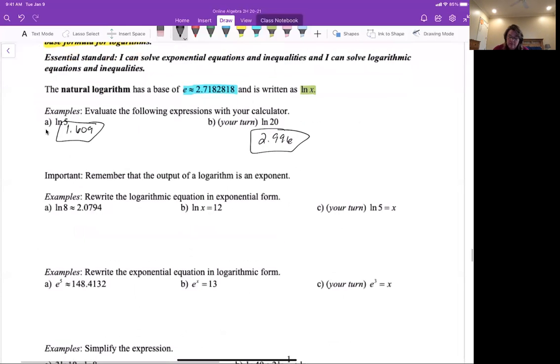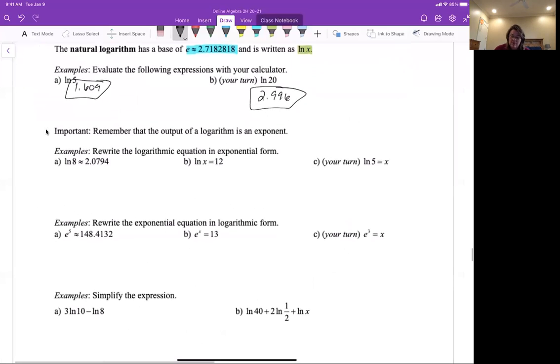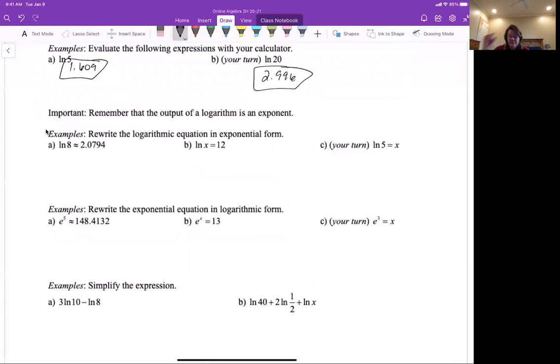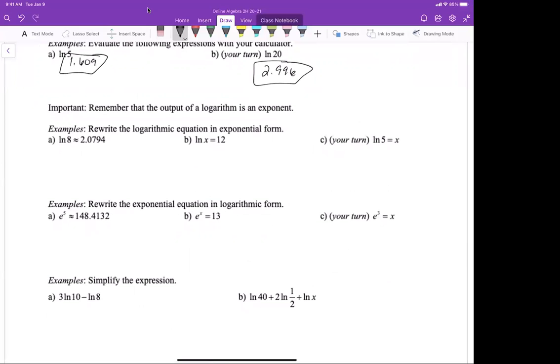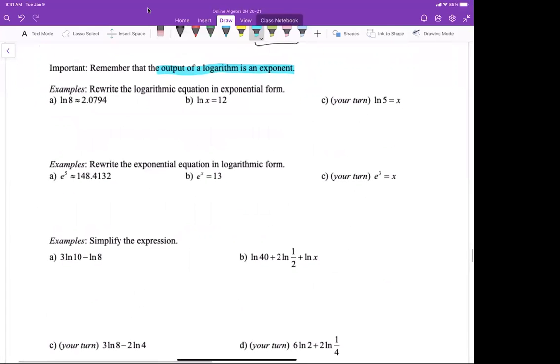Now, this lesson is almost going to be a review, in my opinion. We have had this before, and now we're just using natural logs. So remember that the output of a log is an exponent. We're going to rewrite these logarithmic equations in exponential form. We have the natural log of 8 is equal to 2.0794, and we want to rewrite this in exponential form.